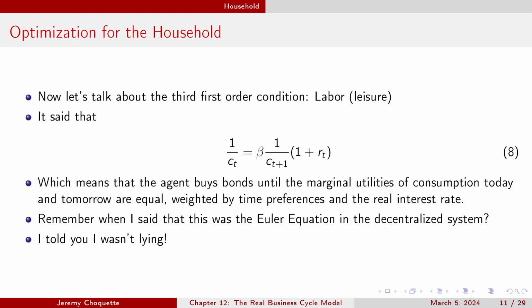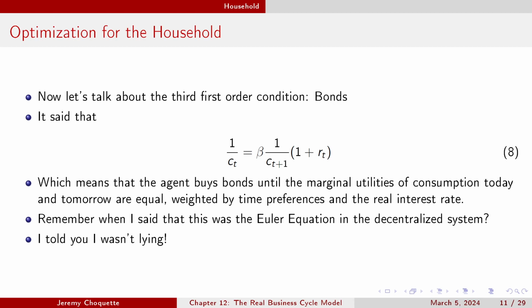Okay, so let's talk about this third first order condition we have. I said it was labor here. It is not labor. That is definitely bonds. Here we go, bonds. What do you know? Just the magic of editing. Voila, it's fixed. So this is the third first order condition we had. This is our second Euler equation. This is telling me the agent's going to buy bonds until the marginal utilities of consumption today and tomorrow are equal, weighted by time preferences and the real interest rate.